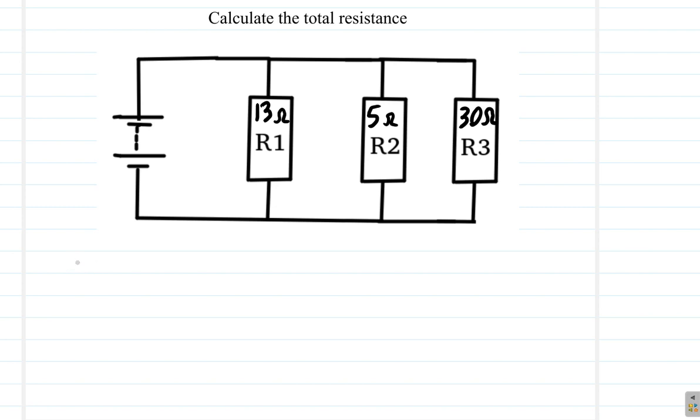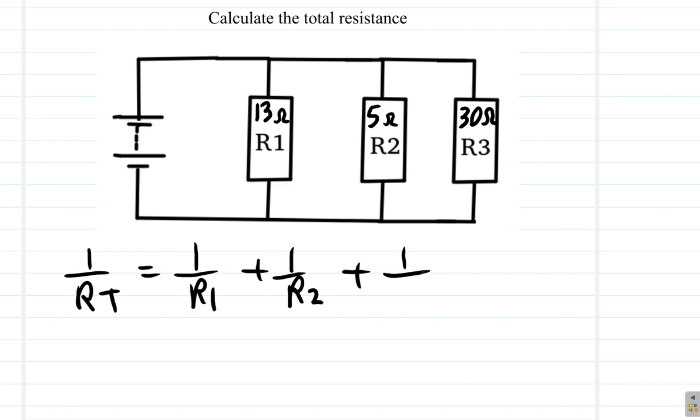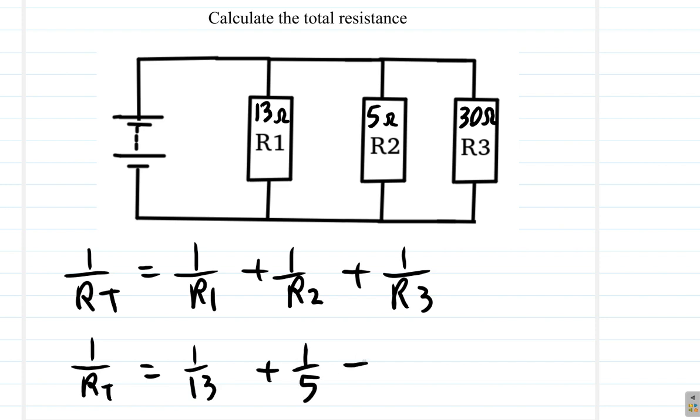The formula for calculating the total resistance of these three resistors in parallel is 1 over total resistance RT equals 1 over R1, resistance 1, plus 1 over resistance 2, R2, plus 1 over resistance 3, R3. So, 1 over RT is 1 over 13 plus 1 over 5 plus 1 over 30 ohms. Now we're going to do that calculation.